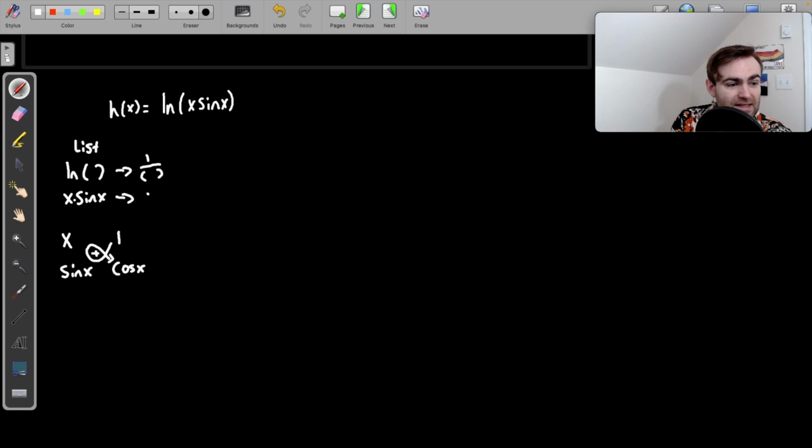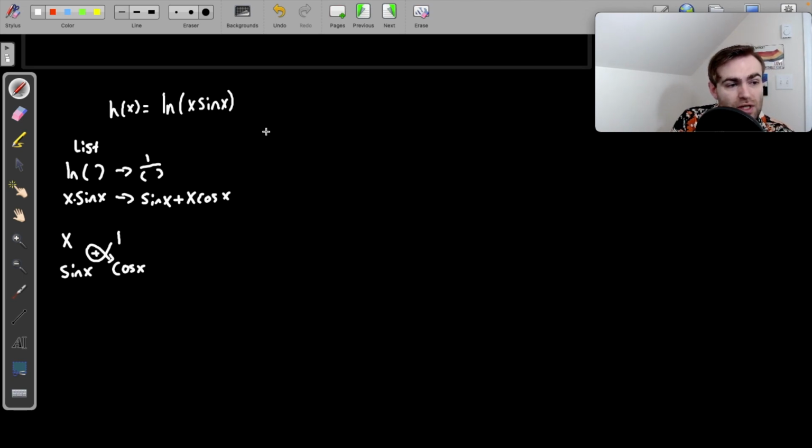1 times sine x is sine x plus x times cosine x. So that would be x cosine x. So now we have an idea of what's going on. We have the derivative of the outside, we have the derivative of the inside. We can set up what chain rule is.